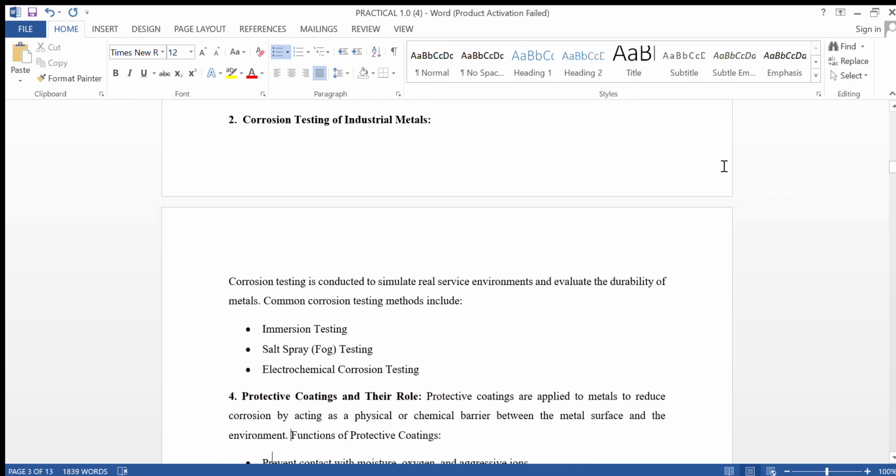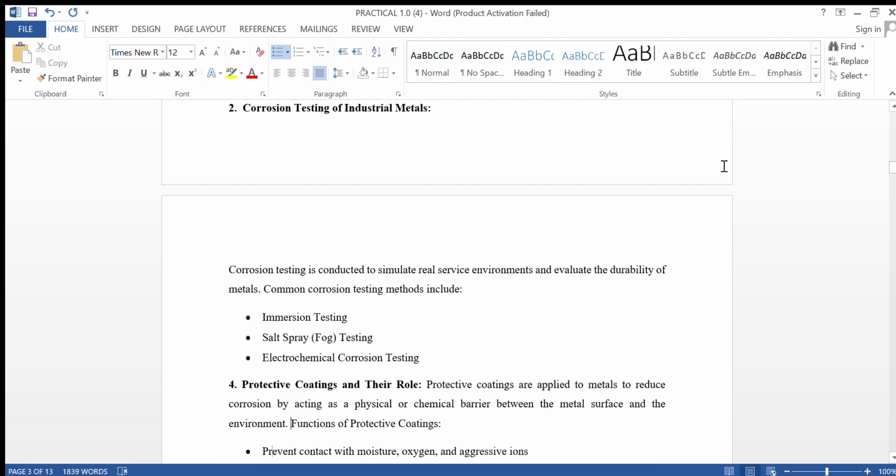Corrosion testing of industrial metals. Corrosion testing is conducted to simulate real service environments and evaluate the durability of metals. Common corrosion testing methods include immersion testing, salt spray testing, and electrochemical testing.